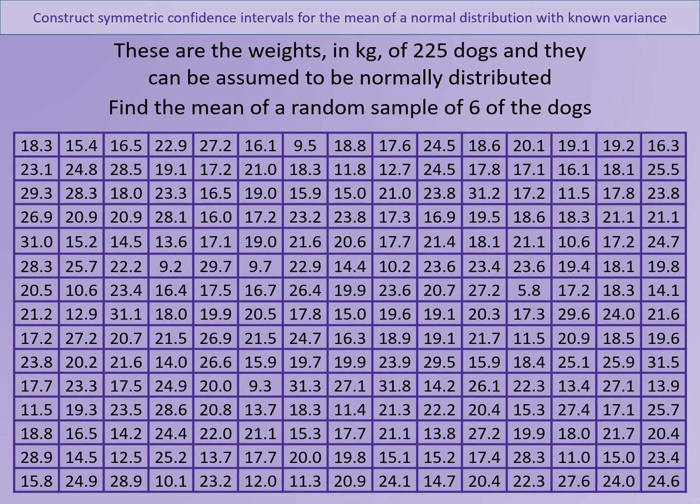This data shows the weights in kilograms of 225 dogs. We can assume that this data follows a normal distribution. So if it was plotted, we would get a bell curve like we saw on the previous slide. Pause the slide now and randomly choose 6 of these dogs and then find the mean of that sample. Add your 6 values together and then divide by 6. Press play when you have done this.